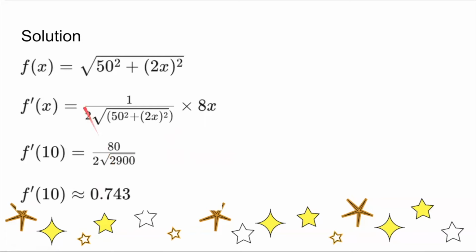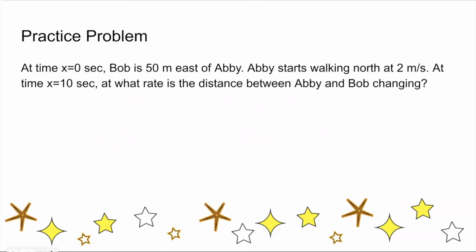All right, so differentiating both sides of the equation using implicit differentiation, you'll get this right over here. And then plugging in 10 for x and solving, you'll get f prime of 10 is 80 over 2 times the square root of 2,900, and that is approximately 0.743. And then the units would be meters per second.